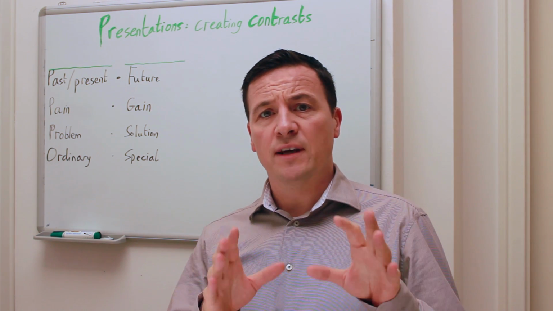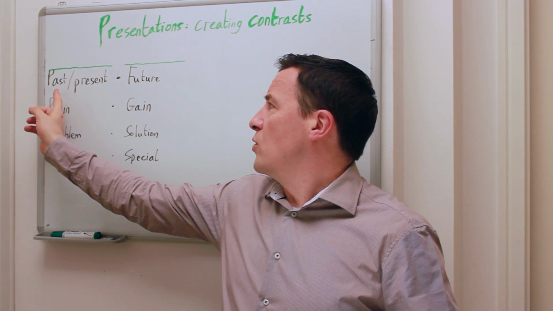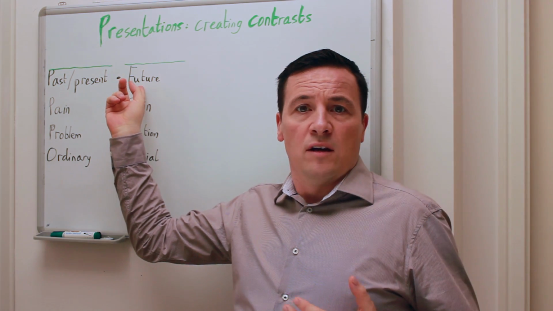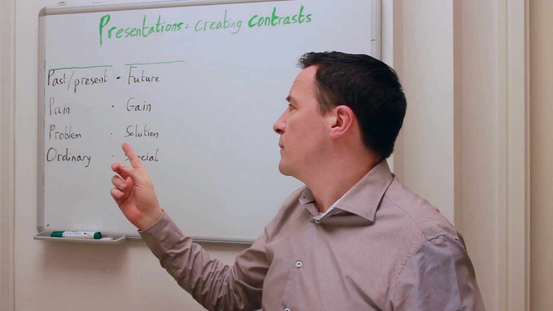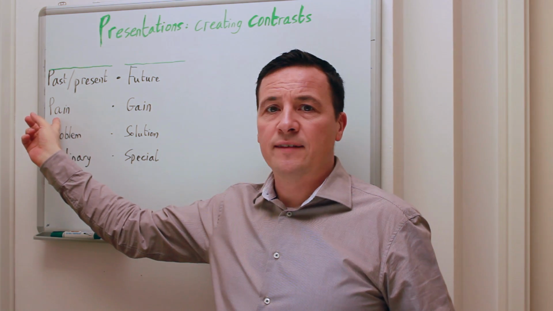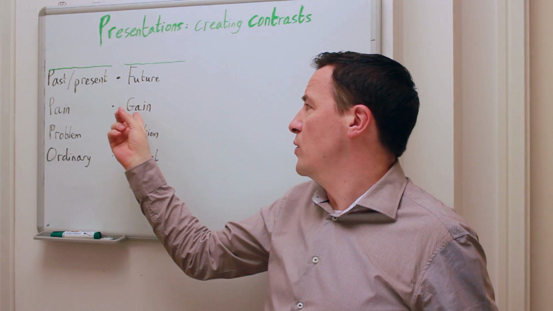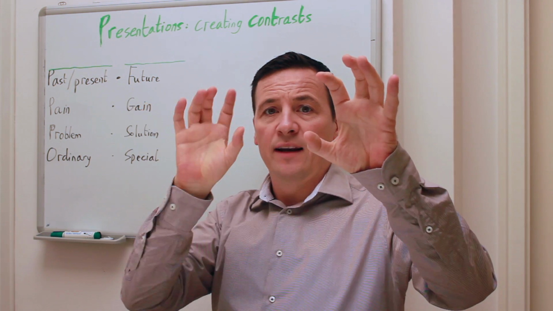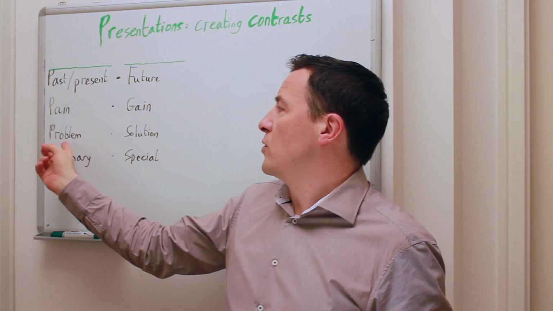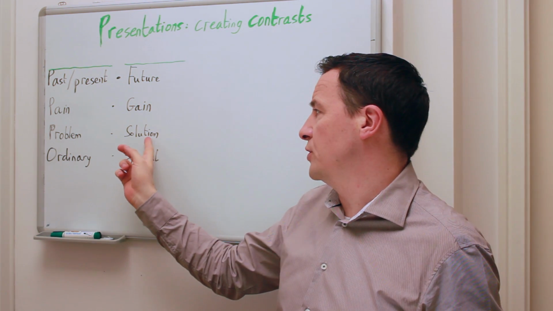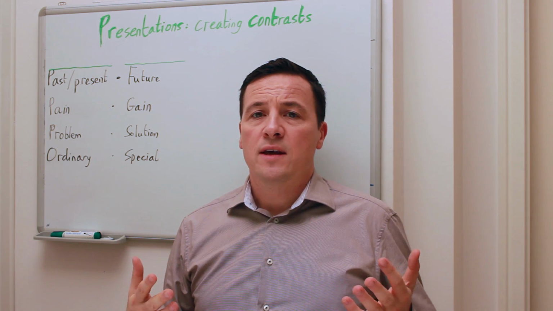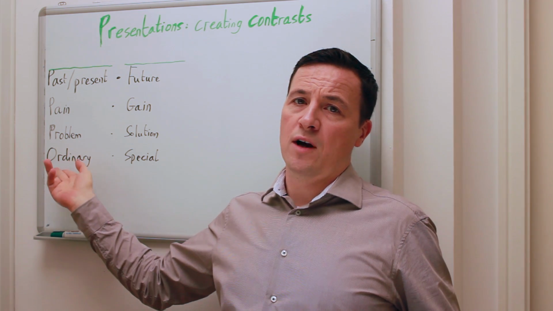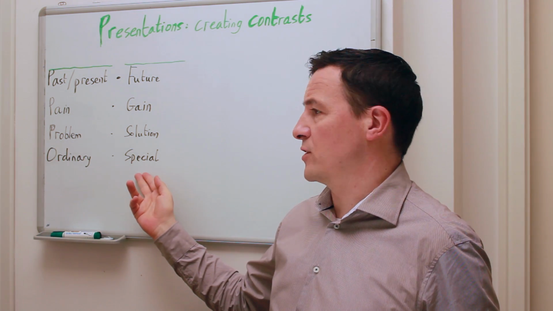So some examples that she gives in the book would be, you talk about something in the past and the present, and then you communicate something about the future, or you express an idea about pain and then you move to an alternative idea of gain. So you have the idea and its opposite, or you talk about a problem and then you offer a solution. Or you express a concept or an idea which is ordinary, and then you move to a concept or an idea which is special.